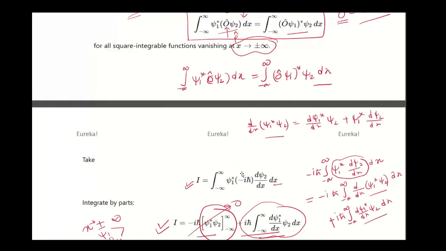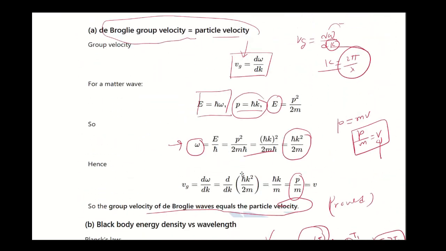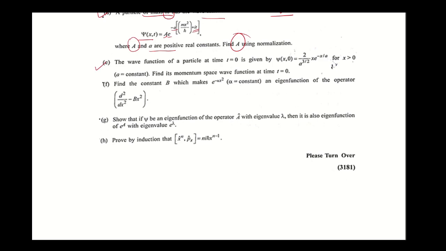Now next, question E. The wave function of a particle at time t equals to 0 is given as psi of x0. So this is a time independent wave function given, where x is positive and a is a constant. So find its momentum space wave function.